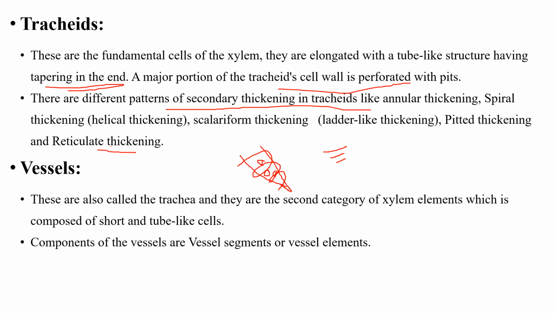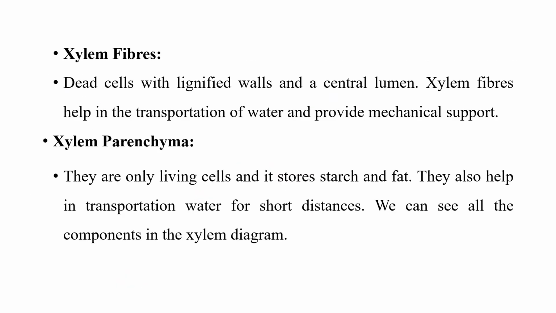Then vessel, it is also called trachea. They are the second category of xylem element, which is composed of tube-like cells. Components of vessels are vessel segments and vessel elements. So it is a tube-like structure. Then xylem fiber, they are dead cells with lignified wall. That means their cell wall has lignin and a central lumen. Xylem fiber helps in transportation of water and provides mechanical support.